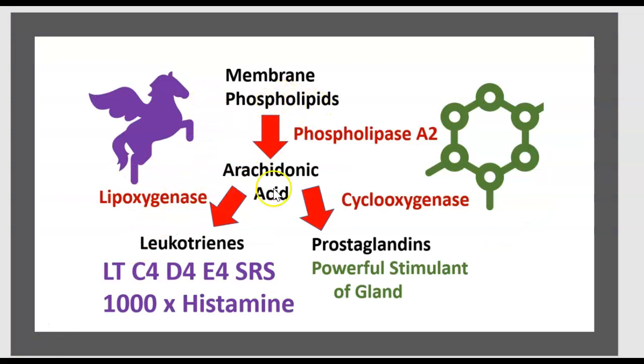Membrane phospholipid lead to arachidonic acid by phospholipase A2. If it goes to prostaglandin with cyclooxygenase, giving powerful stimulant for gland. If with lipooxygenase, it goes to leukotriene. Leukotriene C4, leukotriene D4, leukotriene E4, all slow reactive substance of anaphylaxis, 1,000 times more powerful than histamine.